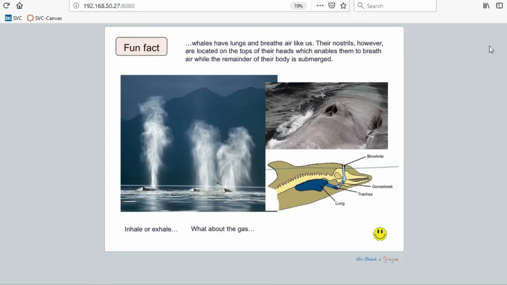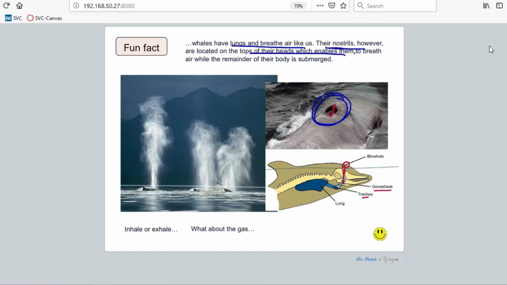And finally, a fun fact: whales have lungs and breathe air just like us. But their nostrils, instead of being located on the front of their face, are located on the tops of their heads. And so this allows them to come up and breathe from the top of their head. If you look close, you can see that there's this nasal septum in between there as well. So that air goes into the blowhole, and then it goes down through these other structures.